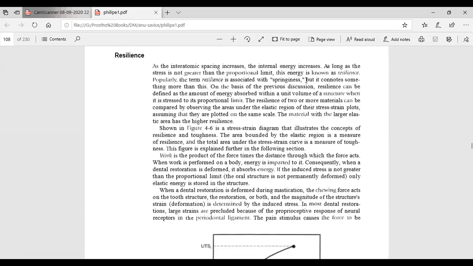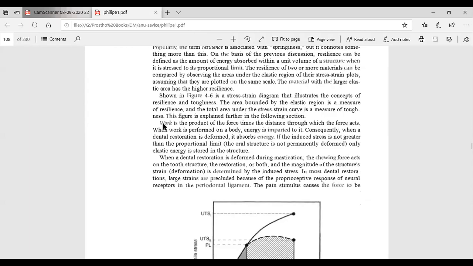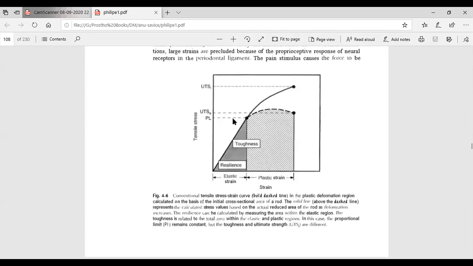Now, if you take resiliency, resiliency is the amount of energy absorbed. If you see here within the elastic strain, see this diagram here, here is the proportionality limit. This is the resiliency. It is within the elastic strain, within the elastic modulus. It is the amount of energy absorbed by the material. And then there comes toughness. The rest is plastic strain.